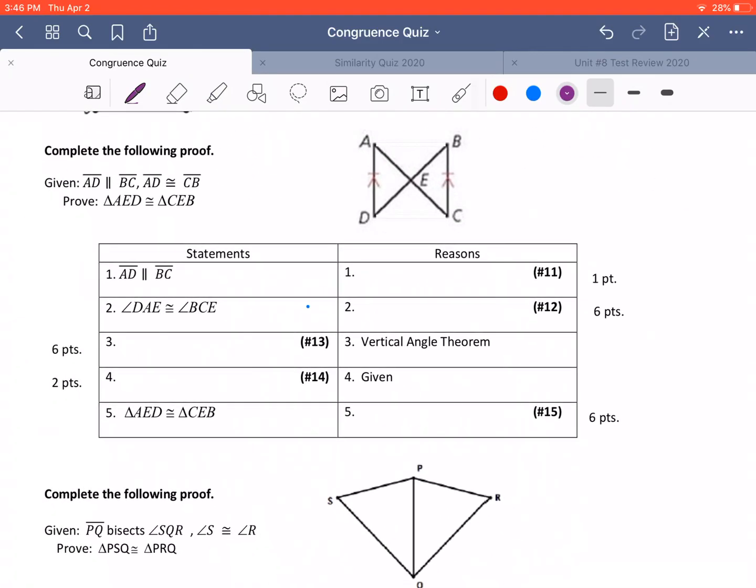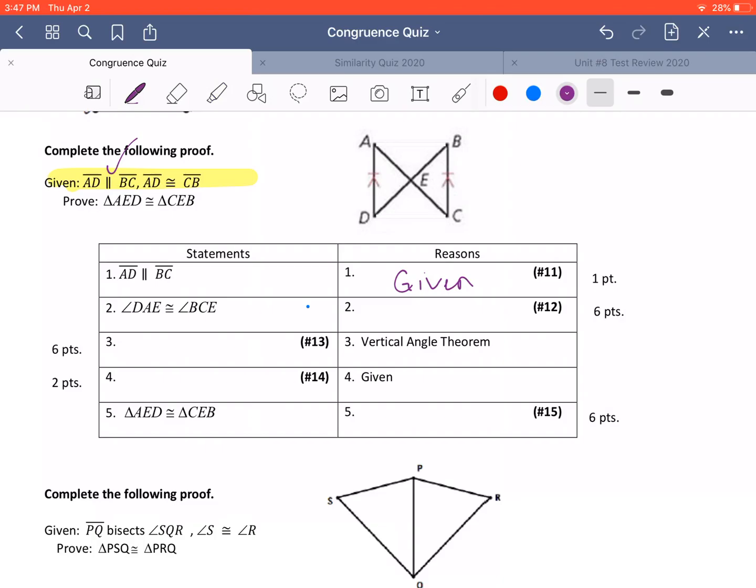Complete the following proof. So if we start off, you can see by the number of points how difficult or easy something is. So look at what's given to you. The first part says AD is parallel to line segment BC. That is given right here.